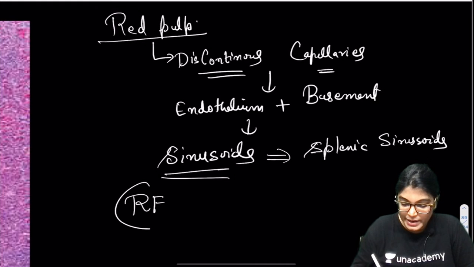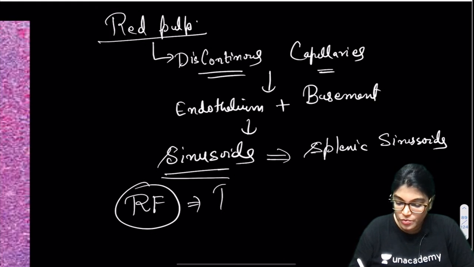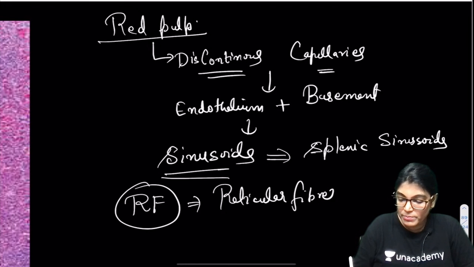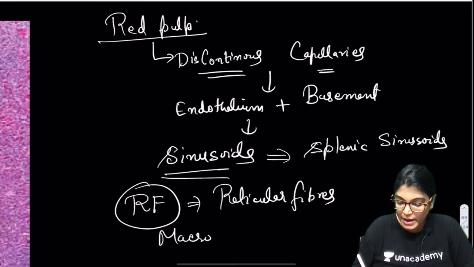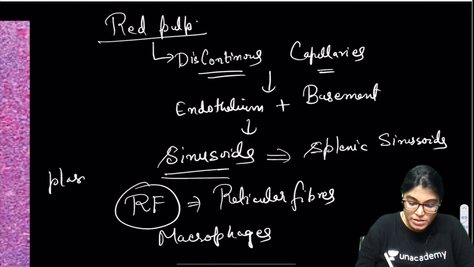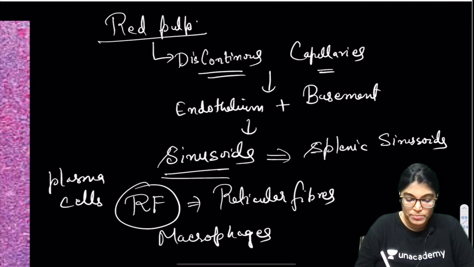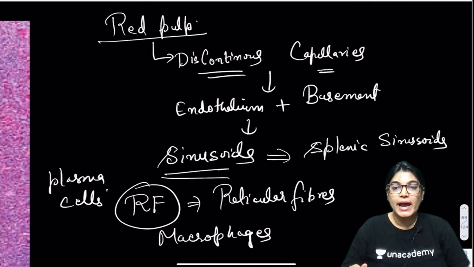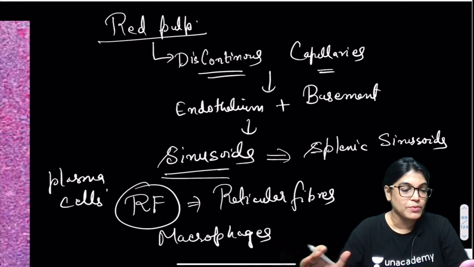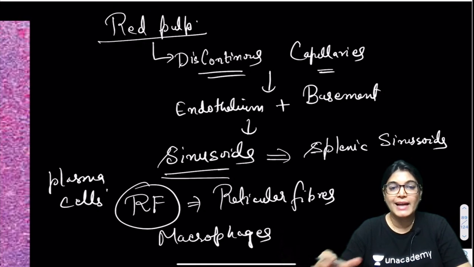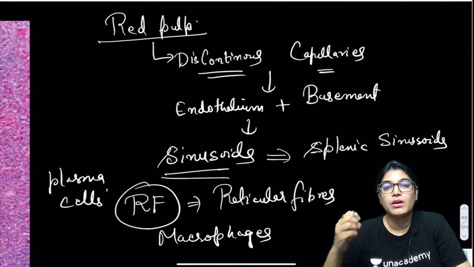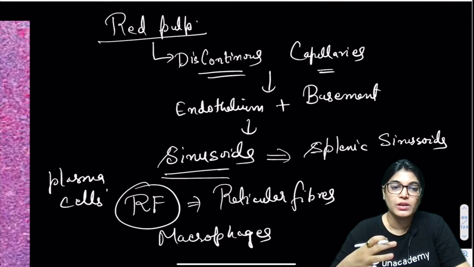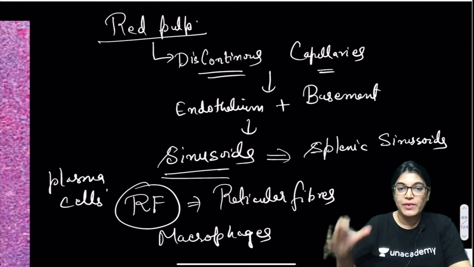So the splenic venous sinusoids are lying there, and along with them there is a supporting network of RF. What is RF? Reticular fibers. It also has macrophages and plasma cells. So all these structures are seen in the red pulp. So that is correct. Is it okay, everyone? Have you understood in brief the histology of the spleen? This feature has the macrophages, reticular fibers, and the splenic venous sinusoids.